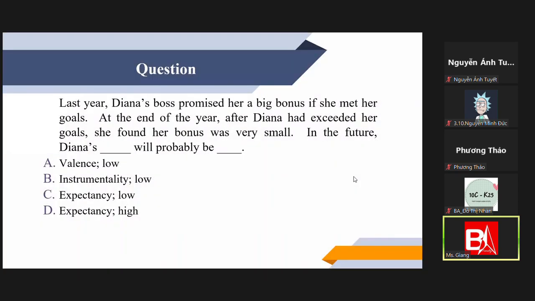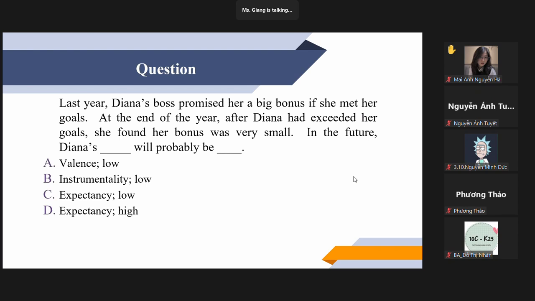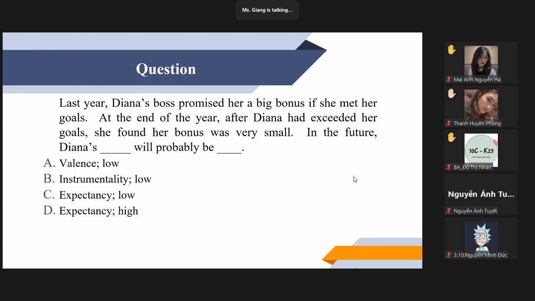I have a question for you. Last year, Diana's boss promised her a big bonus if she met her goal. At the end of the year, after Diana had exceeded her goals, she found the bonus was very small. In the future, Diana's effort will probably be what? A, B, C, or D? Hold on, think carefully. It is a difficult question. Believe me.